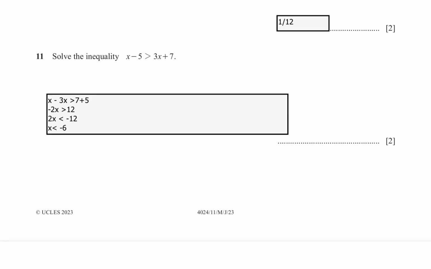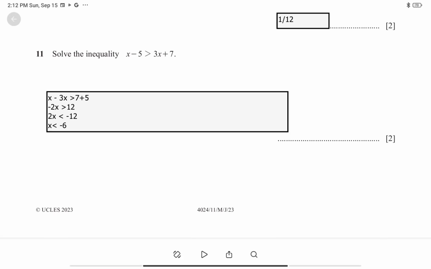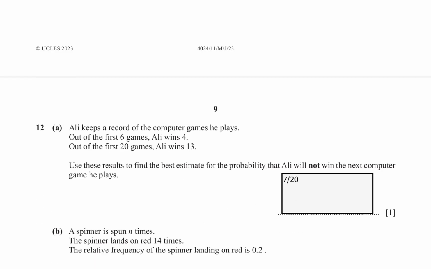Solve the inequality. Question number 11. x minus 5 is greater than 3x plus 7. I move 3x, so on the left hand side x minus 3x is greater than 7 plus 5, moving 5 to the right hand side. 7 plus 5 is 12. So x minus 3x is minus 2x, greater than 12. So 2x is less than minus 12, because dividing by a negative flips the inequality. And x is less than minus 6 is our answer.